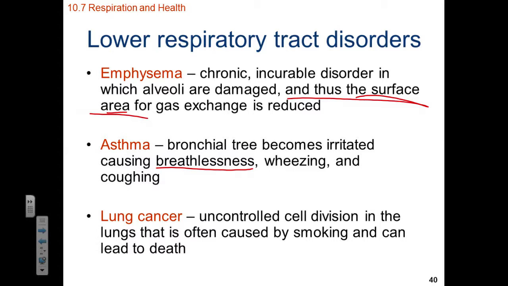In severe cases, they do swell shut. And that causes the patient to feel breathless, for there to be wheezing and lots of coughing, and it's a very painful condition. And finally, we have lung cancers.